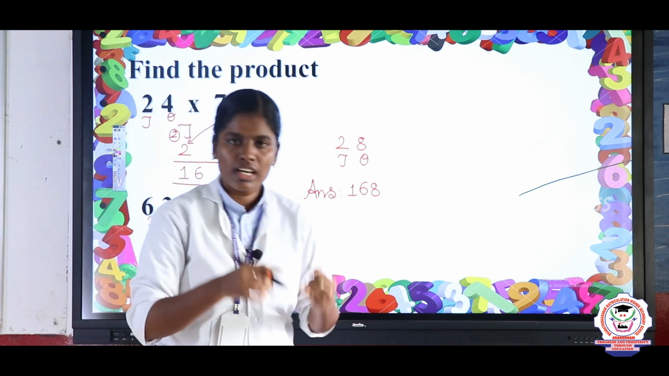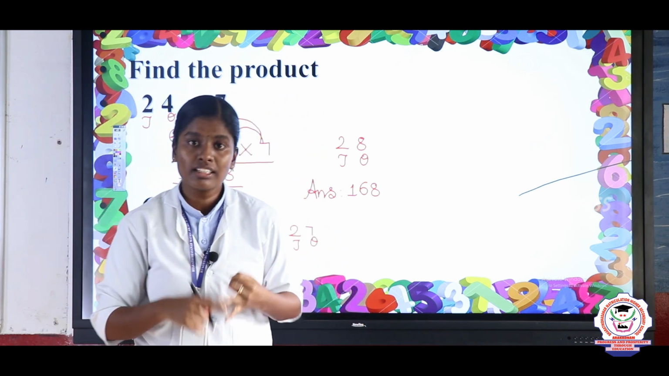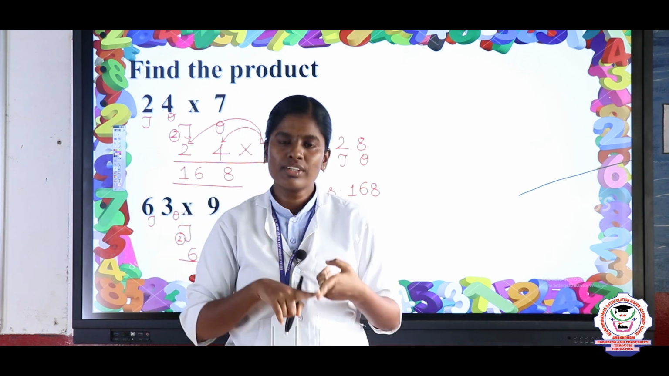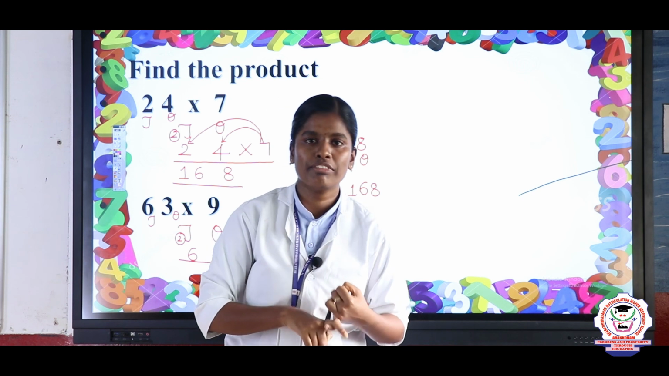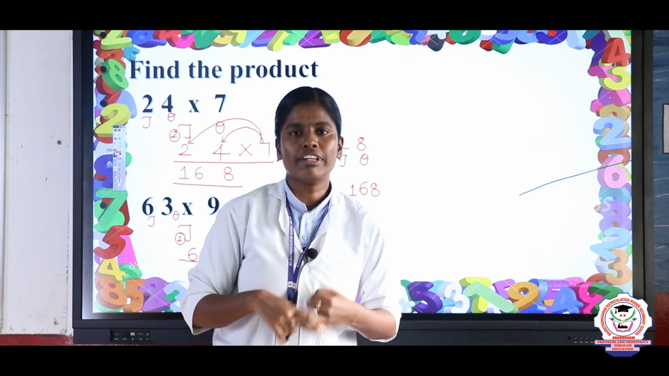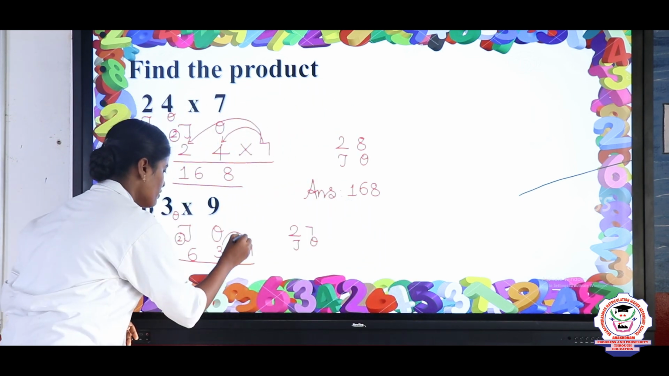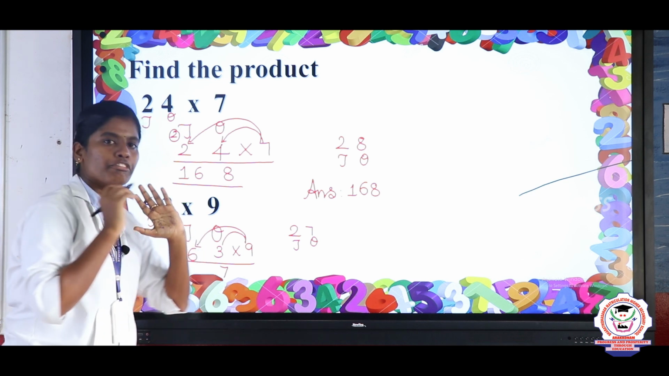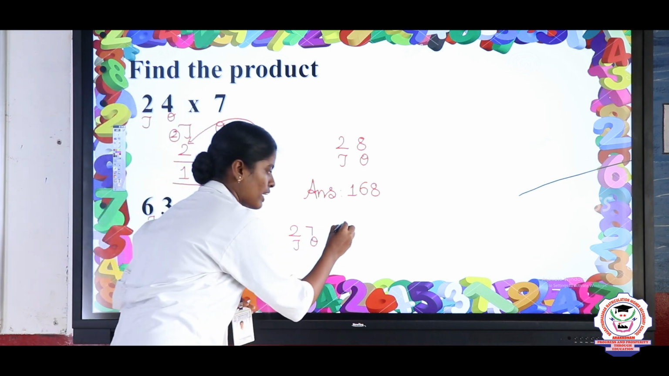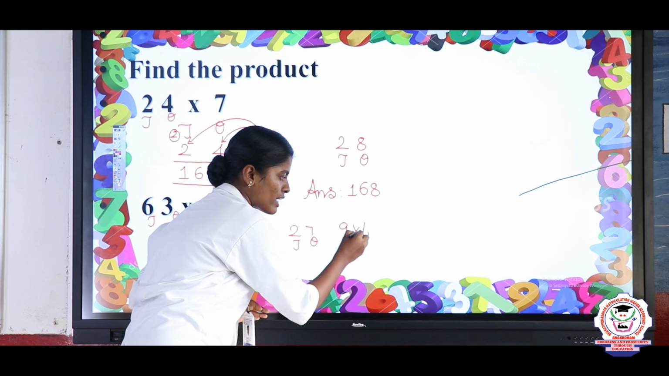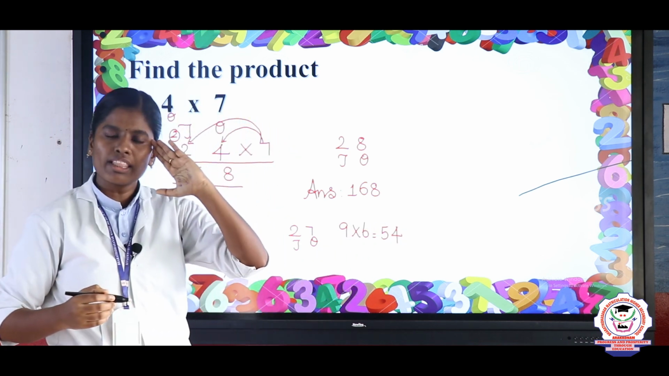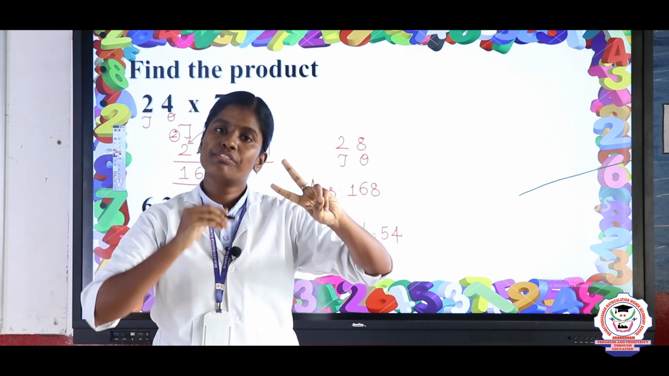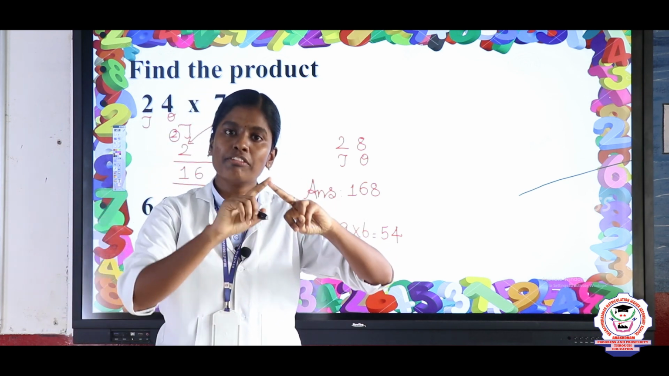So, 9 zeros are 0, 9 1's are 9, 9 2's are 18, 9 3's are 27, 9 4's are 36, 9 5's are 45, 9 6's are 54. 9 6's are 54. So, take 54 in the mind. So, write here 9 6's are. What is the answer? 9 6's are 54. So, 54 in the mind, 2 in the finger. So, 54 after 55, 56.